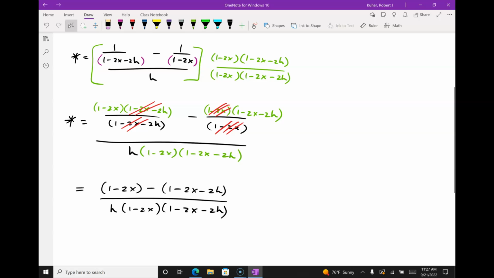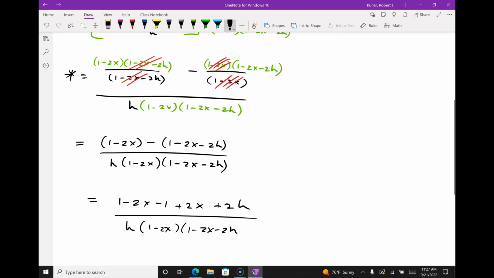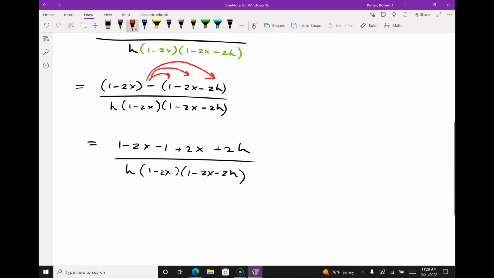Now I'm going to distribute that negative, right? Do you see it? So I got 1 minus 2x minus 1 plus 2x plus 2h. I distributed the negative there. This negative went to the 1, went to the negative 2x, went to the negative 2h. Now, red pen again, the 1's cancel. The 2x's cancel. What's my little reminder? Every term without a factor of h had better go away or you did something wrong.